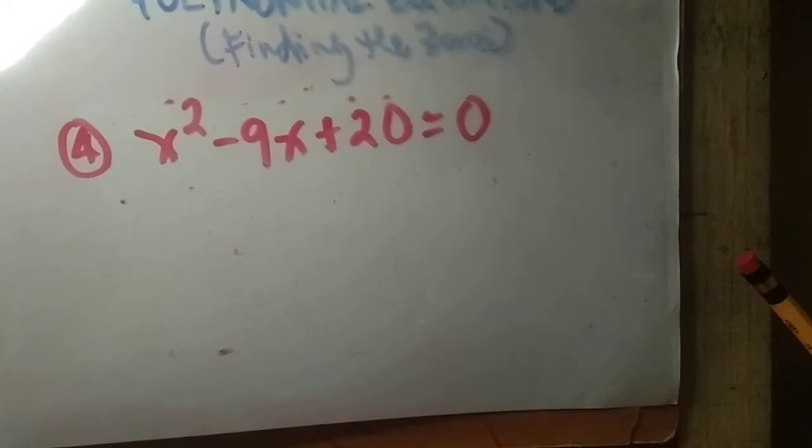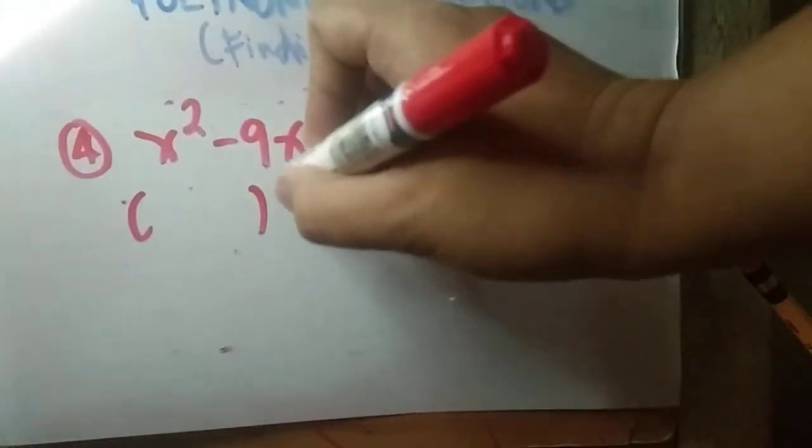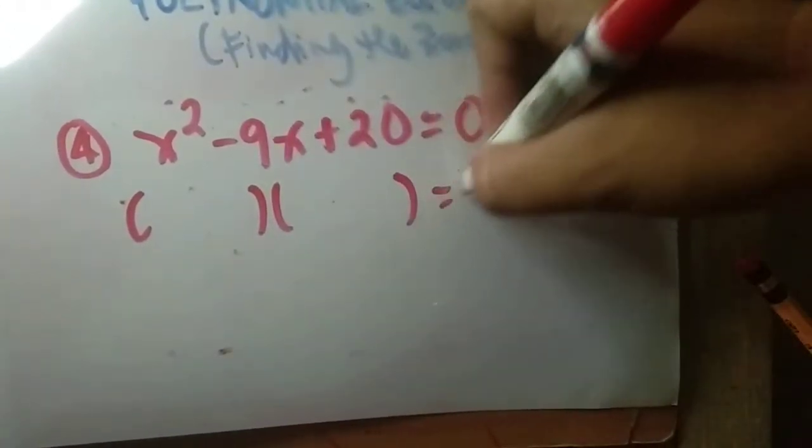Kung mapapansin nyo, inaral nyo na to noong grade 9. Tama? Okay. So, meaning, there would be 2 zeros. So, ano nang gagawin mo dito? So, you need to find the factors of this quadratic expression on the left side, x squared minus 9x plus 20. Inaral nyo na to nung grade 7 kayo. So, yeah, there would be 2 factors.